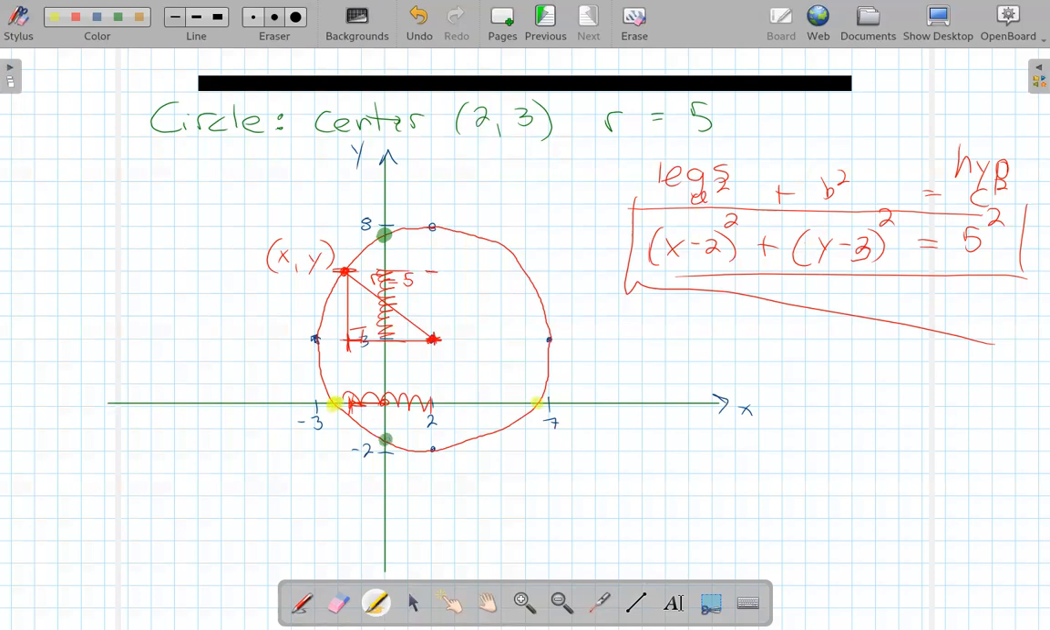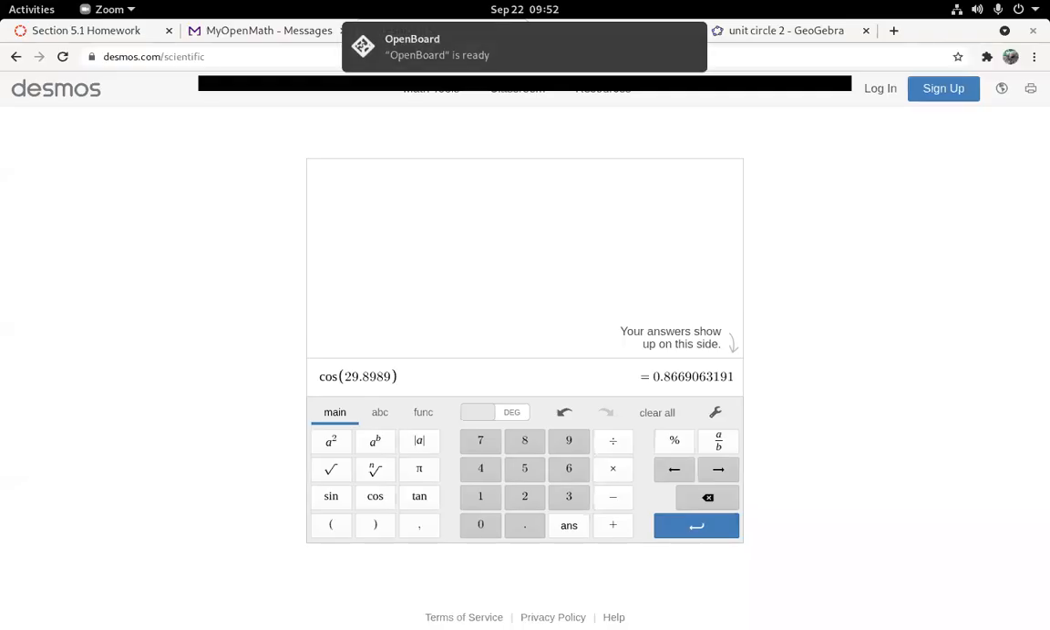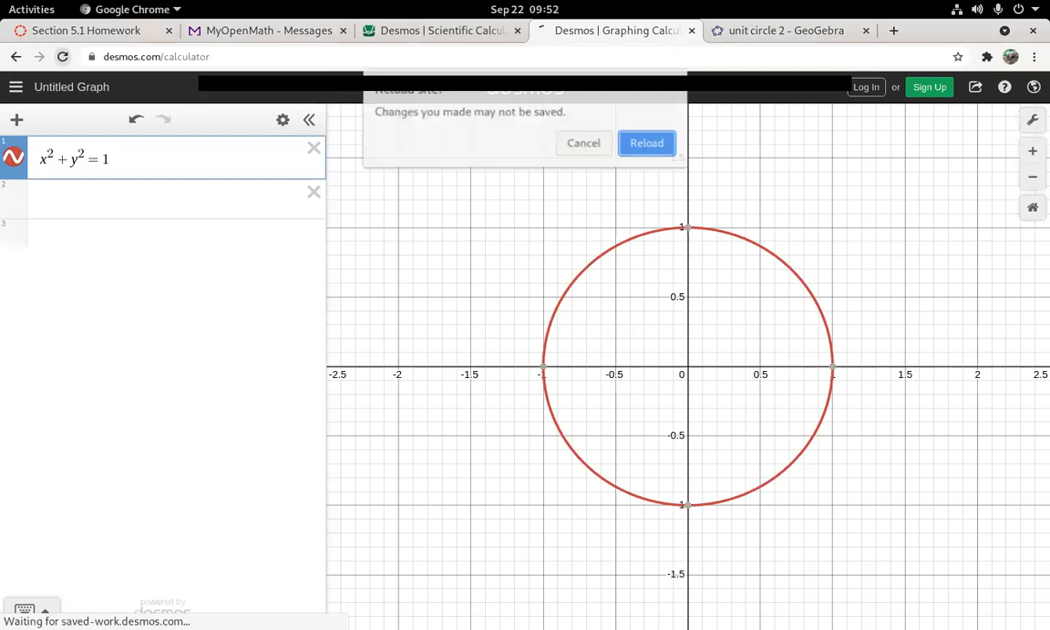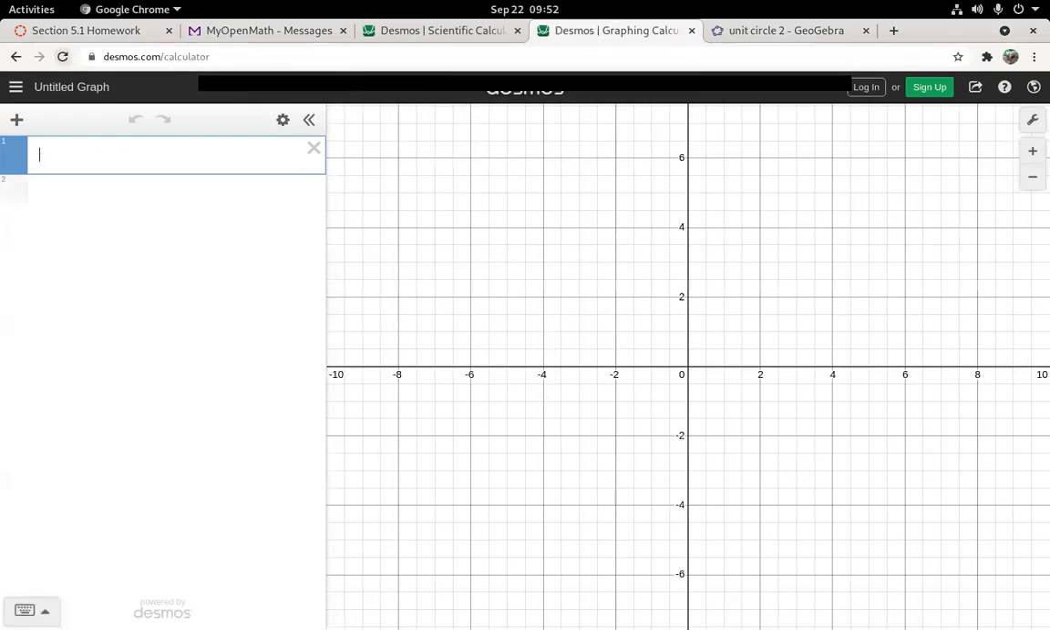Let's check it out. So go to the graphing calculator of your choice, whether you decided to try GeoGebra or Desmos. So let's see, I'm going to do Desmos again. And sometimes if I have a bunch of stuff here and I'm just done with it, I'm just going to reload the page and say, yeah, please reload. Let's just start over. All right. Typing these things accurately is important.